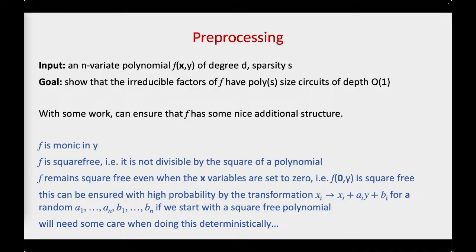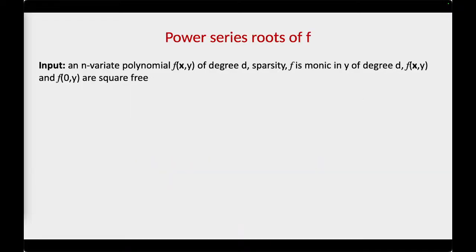And when we talk about the deterministic algorithm, we can't shift by a random a_1 up to a_n, b_1 up to b_n. So there we will have to be a little bit careful, but we'll worry about that when we get there. Okay, so going forward, let's assume that we are given a square free f, and we do this sort of a change of basis which ensures that f becomes monic in y and it remains square free even when the x variables are set to 0. Great. So now we will assume that f has all these structures. So this will make our lives easier going forward.